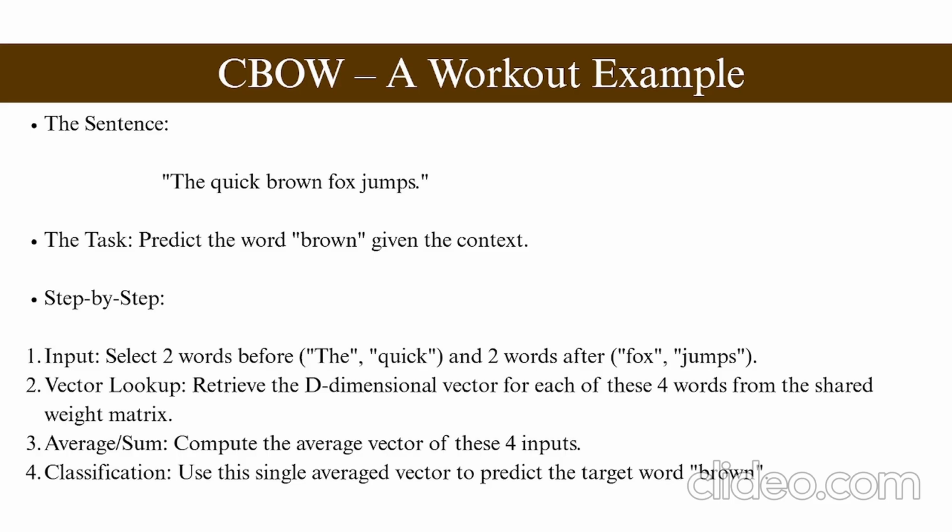Next comes the aggregation step. Unlike older neural models that concatenated these vectors, making the input size dependent on the window size, CBOW simply computes the average vector of these four inputs. This is why it is called bag of words. The spatial order of quick versus fox is lost. Only their collective meaning remains. Finally, this single averaged vector is passed to the output layer for classification, where the model attempts to identify brown as the most likely word to fill that central gap.